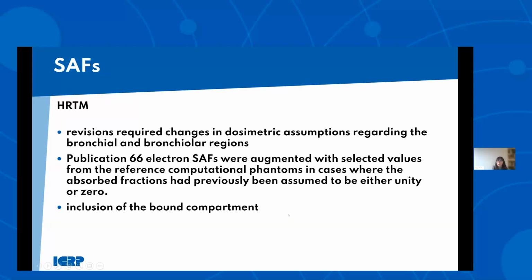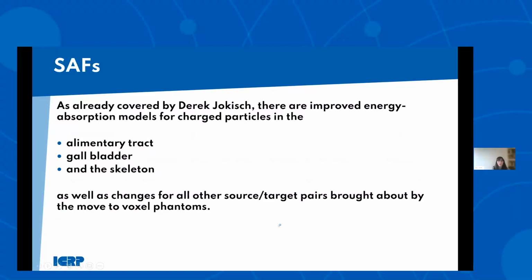And also the inclusion of the bound compartment that Demetrio talked about meant that we also needed SAF values for those. Derek already touched on this a couple of hours back. As he said, there are improved energy absorption models available now for particles in the alimentary tract, the gallbladder, and the skeleton. And obviously, the huge data set that they worked on meant that there are changes for all other source target pairs after the move to the voxel phantoms.